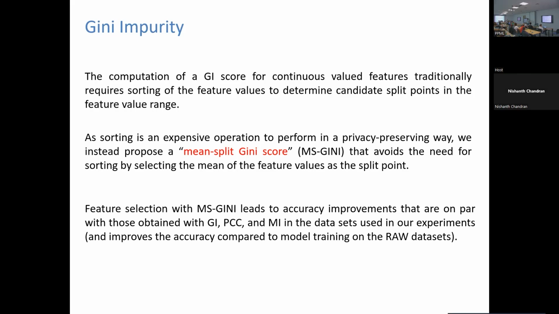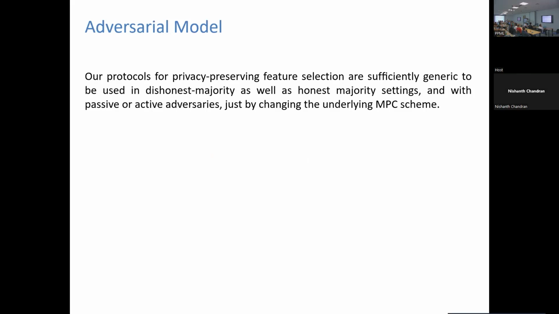So the accuracy that we are getting is essentially on par for these data sets with the traditional Gini impurity, or some correlation or mutual information. And it's an improvement, of course, when you compare to just doing the training on the raw data set without doing any feature selection. Okay, so what about the adversarial model that we are considering here?